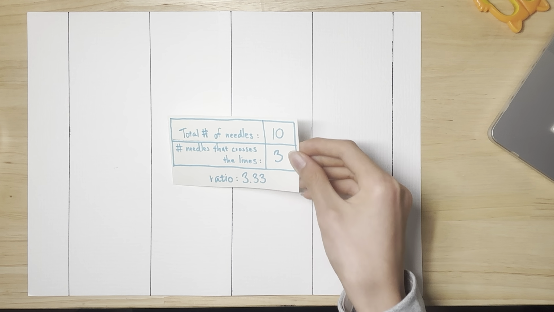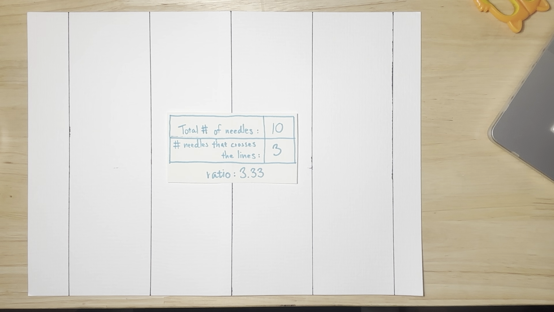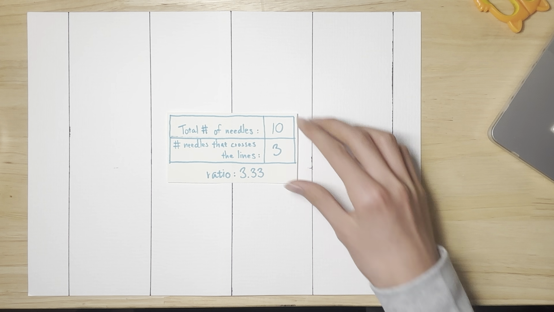All right, now, if we divide the total number of needles by the number of needles that cross the lines, we get 10 divided by 3, which is about 3.33. Now, this is only a really small sample. If we do a really large sample, we will get an approximate value for pi. So to see why this experiment outputs pi, I have a really simple and easy proof here.